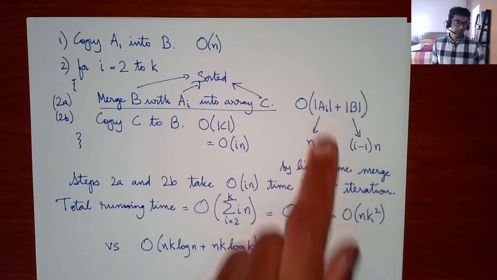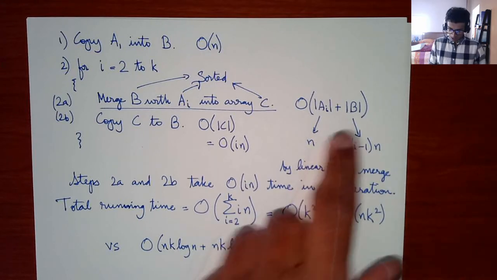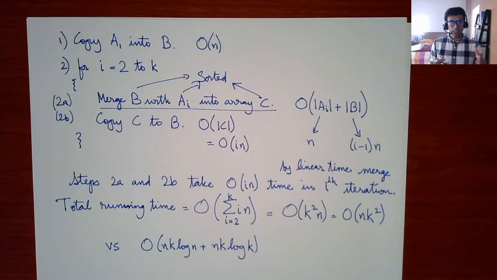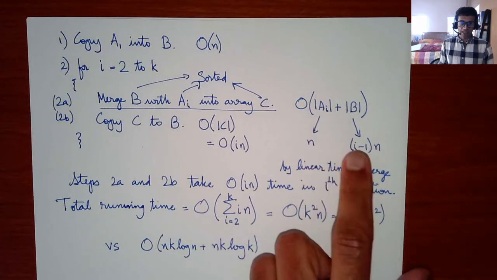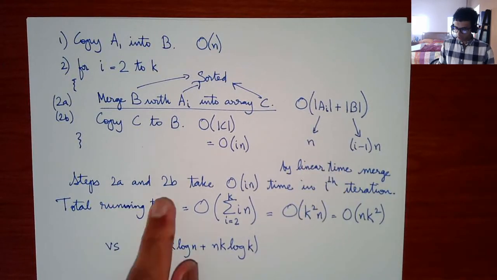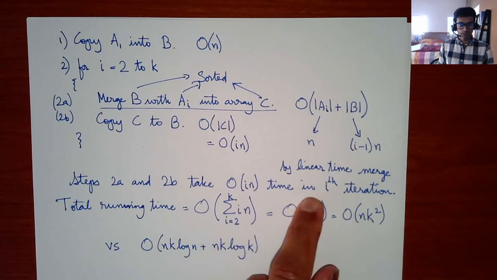A_i has size n for all values of i because we're merging k arrays of size n. B is going to increase linearly as i progresses, right? As you have more iterations, you've accumulated more and more. So you get (i minus 1) times n. So the length of A_i plus B is just i times n. So steps 2A and 2B take O of i n time in the ith iteration.